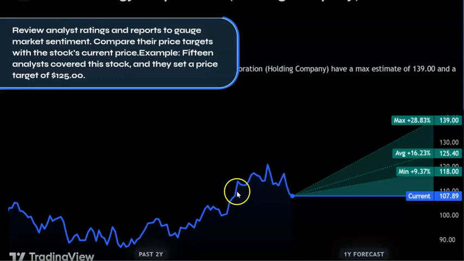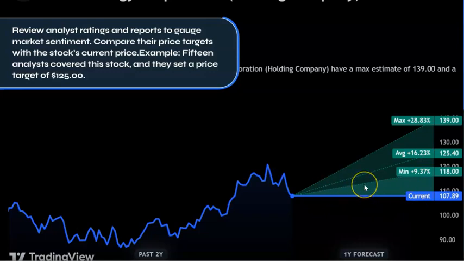And over the last 2 years, Duke Energy has been steadily increasing. It had a bit of a pullback lately, though. But these current analysts, 15 of them, are saying Duke Energy could go up to as high as $139, but currently it's at $107. But the average is around $125, which is a 16% increase over what it is today.